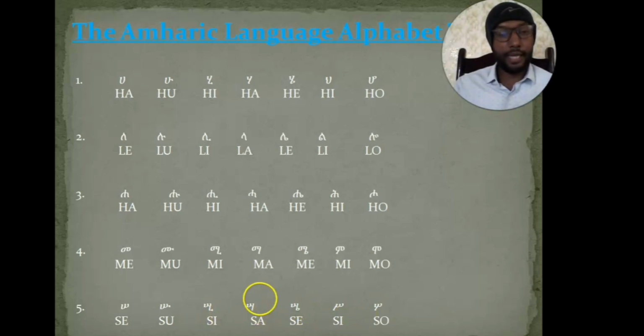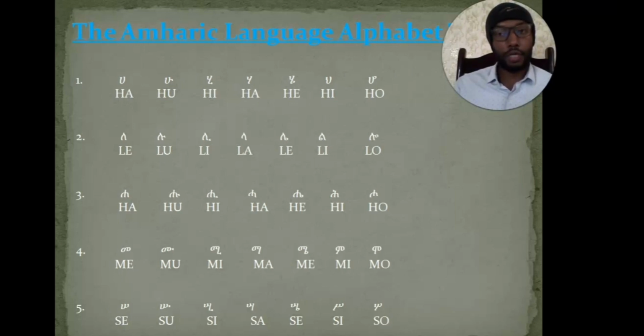Previously, we have said that number 1 and number 3 are similar. Both of them are Ha, okay? But in order to differentiate them, this one is Habeta, this one is Hanawa. But both of them are Ha. So when we write a word or a sentence, you can use them interchangeably. Same story here. Number 5 is also called Sa, and number 7 is also called Sa. So they can be used interchangeably.